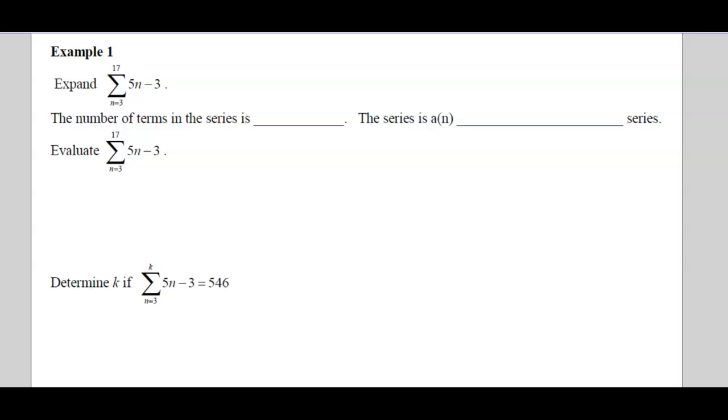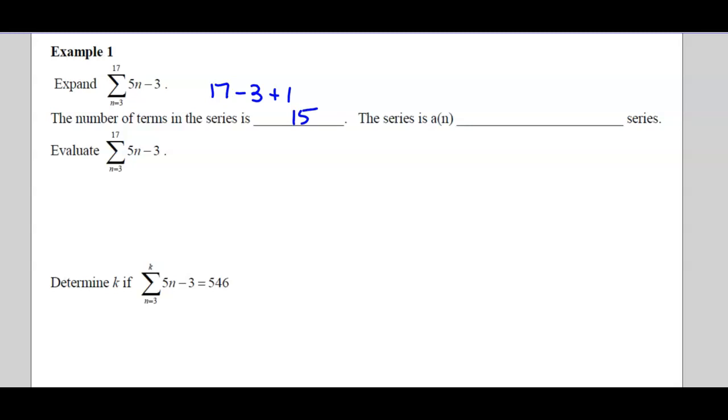N equals 3. So use your fingers if you need to. N equals 3, 4, 5, 6, 7, 8, 9, 10, 11, 12, 13, 14, 15, 16, 17. I did that 5 times. So it's going to be 17 minus 3 plus 1, right? To include that first value. If you subtract 3, you subtract, if you think about it, the first term, second term, and third term if you were to start at 1. So there are 15 terms.